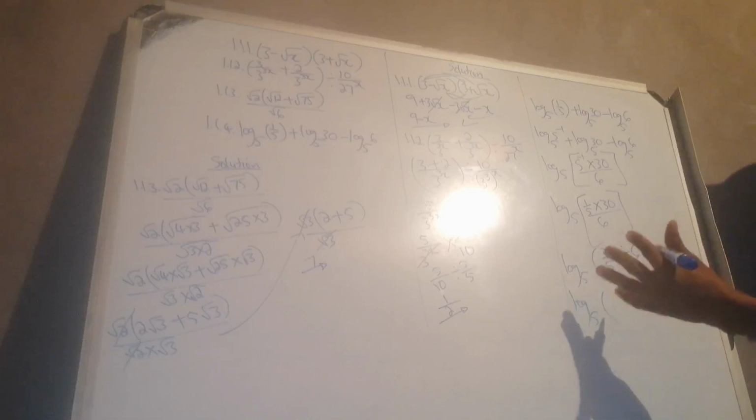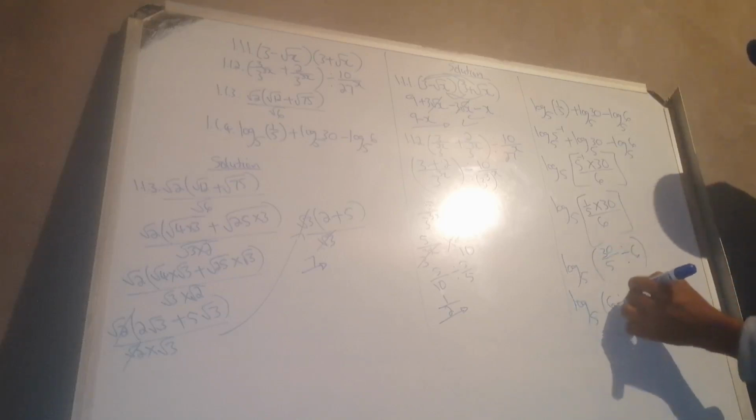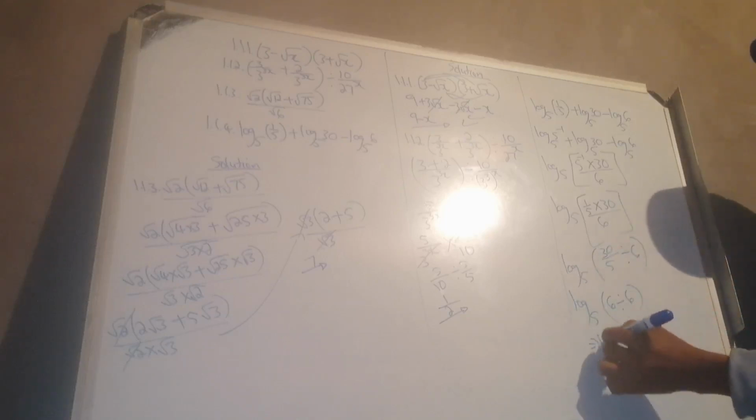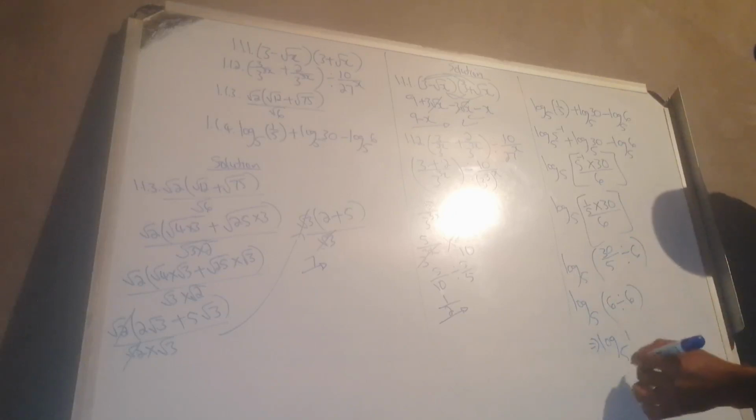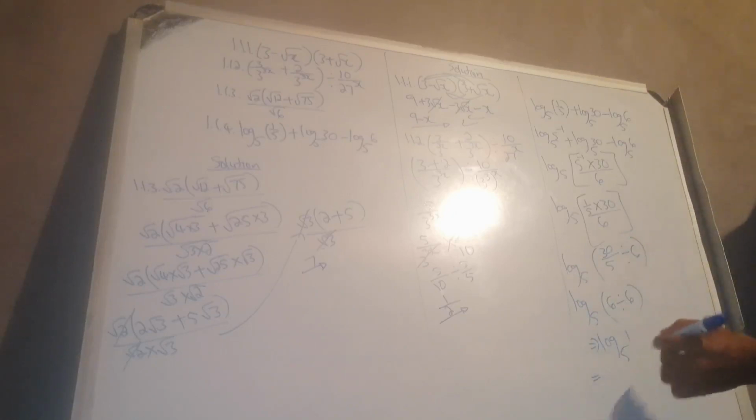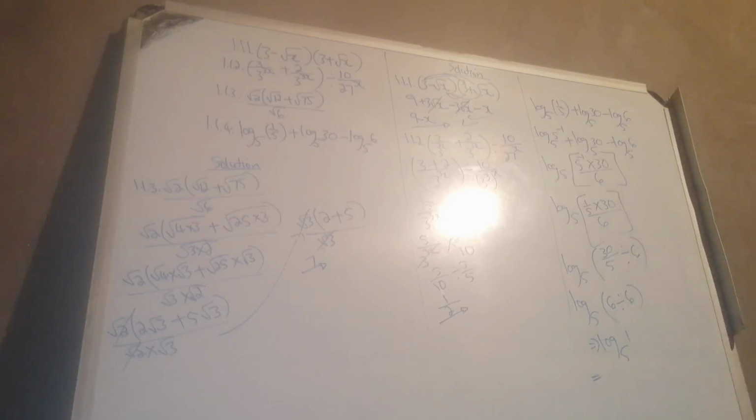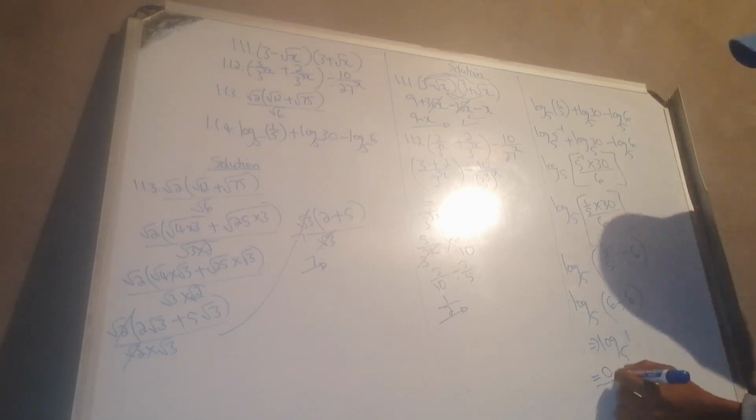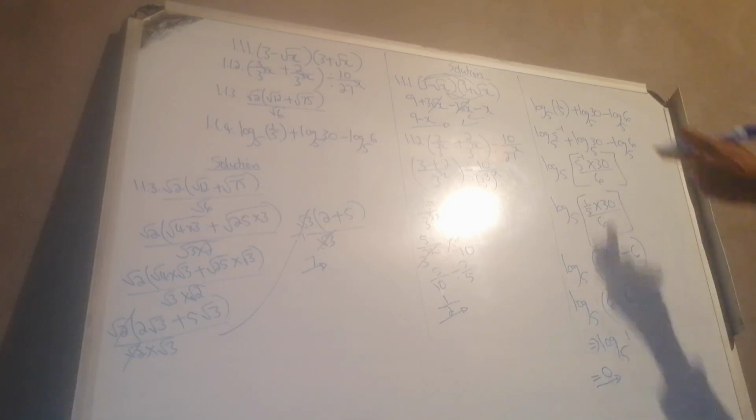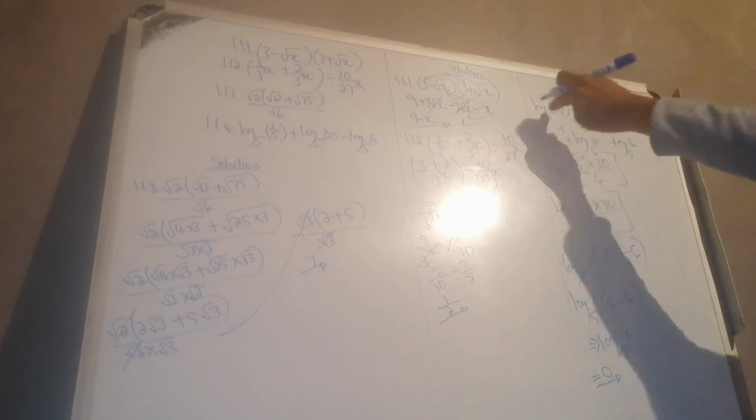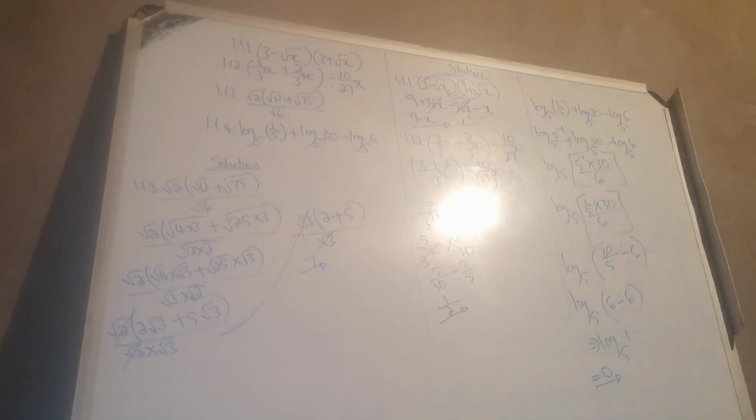5, 10, 15, 20, 25, 30. This is 6 divided by 6, which is log base 5 of 1, which is what? It is 0. That is your final answer. To prove, you can just insert that on a calculator. It will give you that 0. And then you are done. You are completely done.